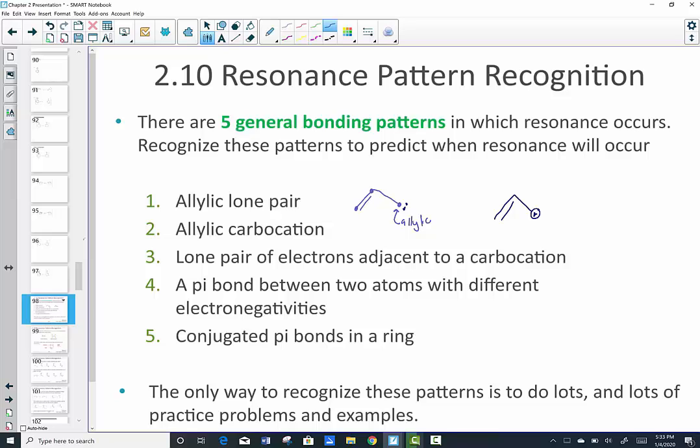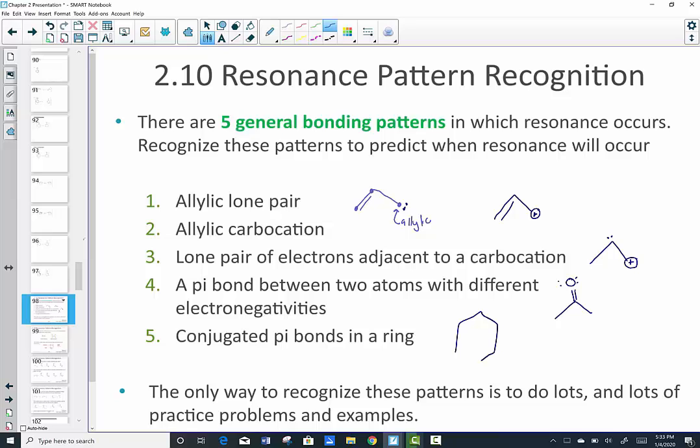Third, a lone pair of electrons adjacent to a carbocation. So let's say we have a position where we have a set of dots next to a carbocation. Fourth, a pi bond between 2 atoms with different electronegativities. That could be, for instance, a double bond between a carbon and an oxygen. That's a different electronegativity. And the 5th is a conjugated pi ring.